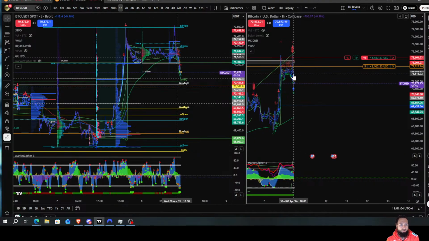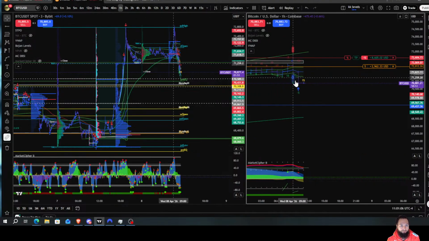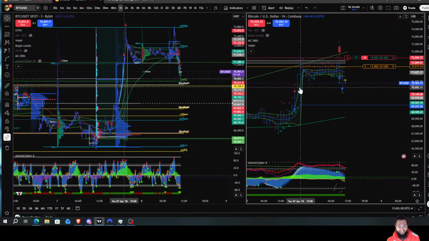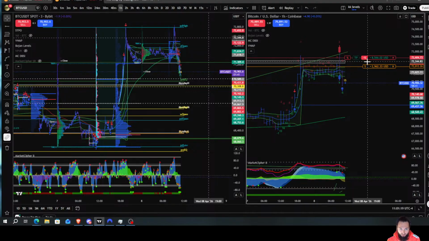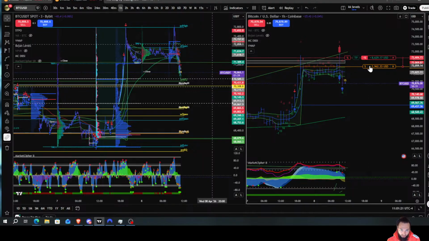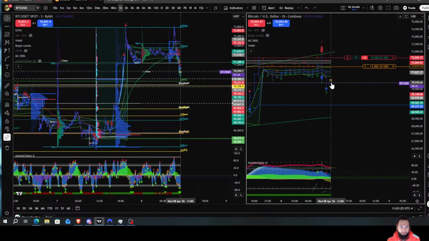Shorted that thing, took profits right here. You see I took profits right here. I took some profits, so I guaranteed making some money. On the way down, I set the stop loss lower and lower. First I brought it to the entry point, then right past the entry point. Now I keep lowering it, guaranteeing a win.